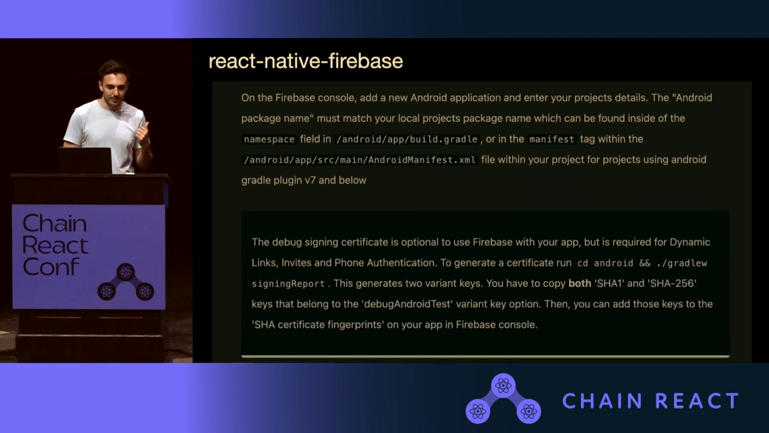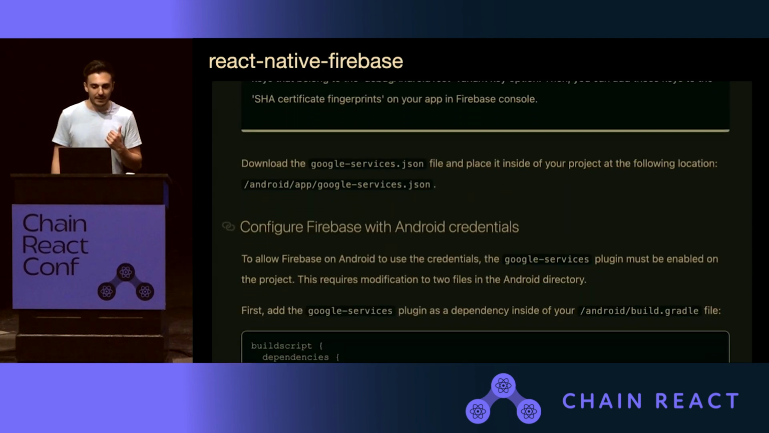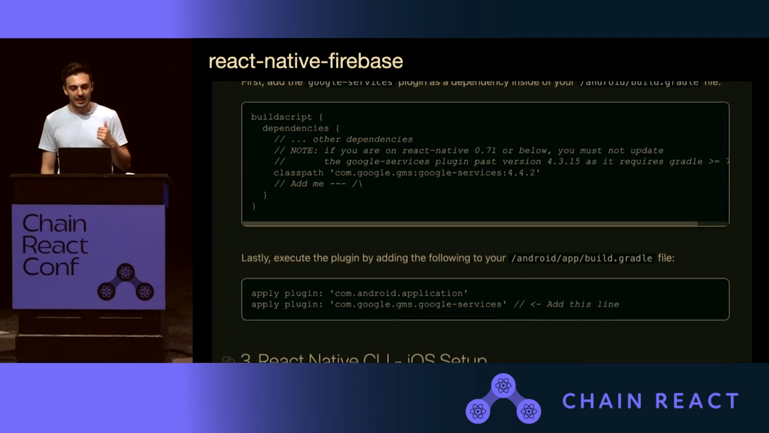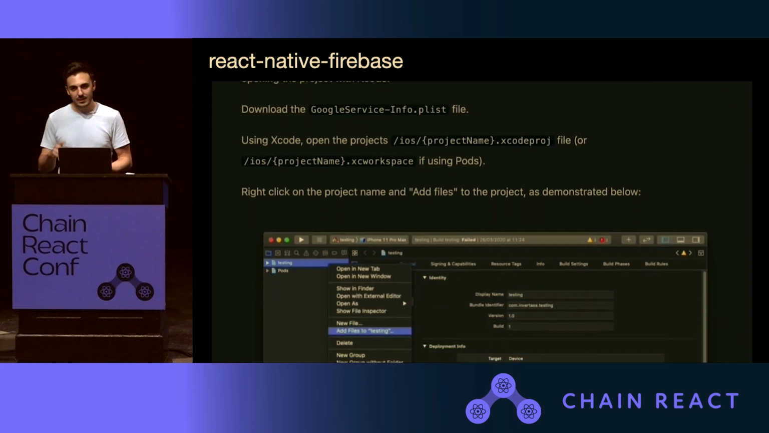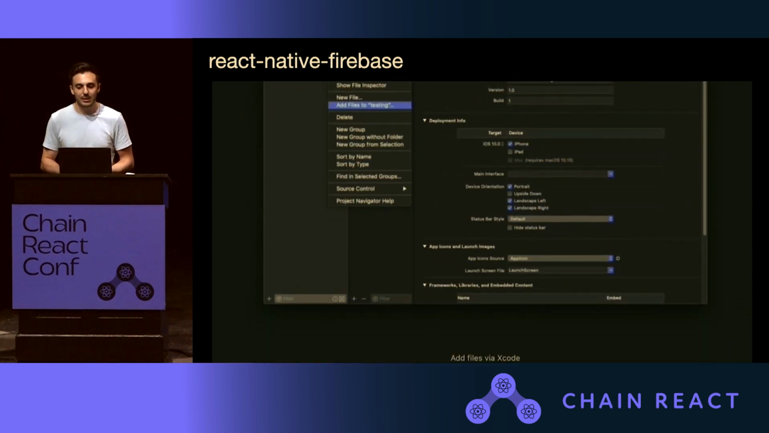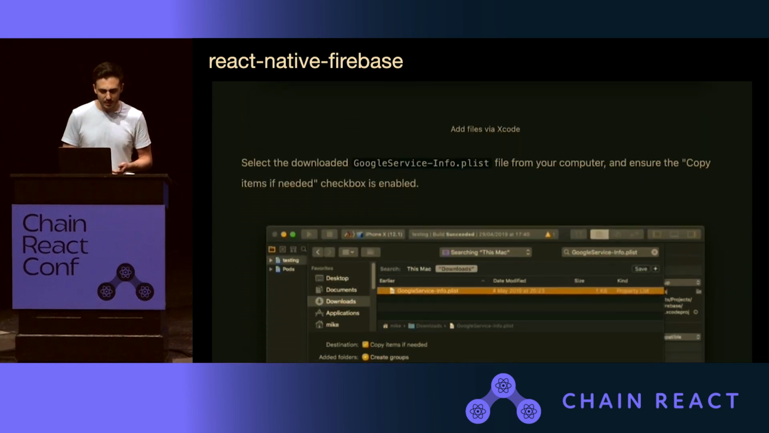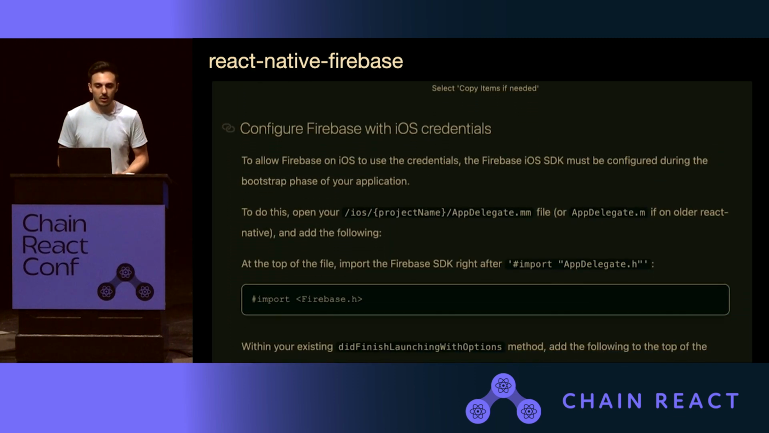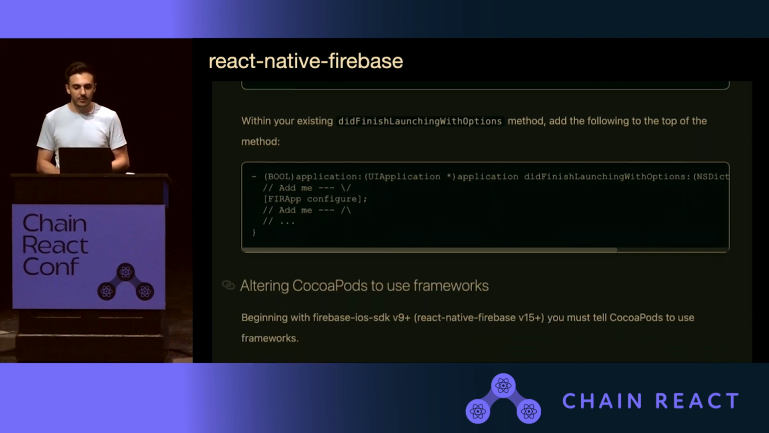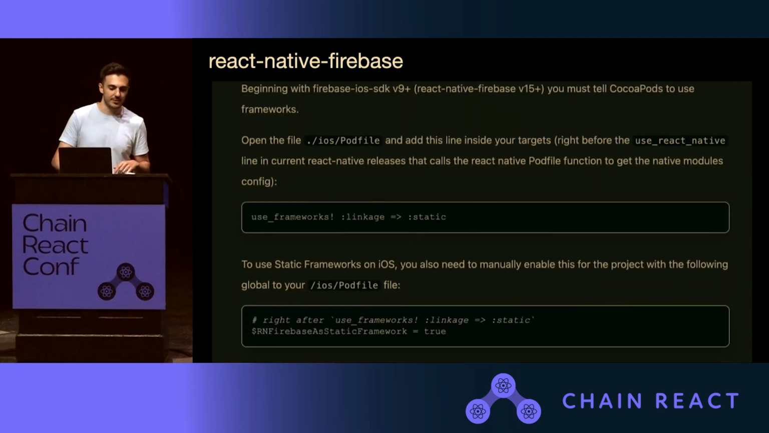How about this other situation? Editing multiple native files when setting up a dependency, like in the case of React Native Firebase, where you need to modify many files like the Info.plist on iOS and Gradle files on the Android app. Well, great news. Expo has developed a system called Expo Prebuild that improves the developer experience in these situations.